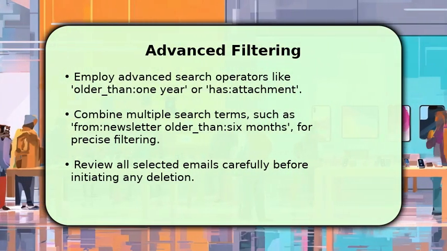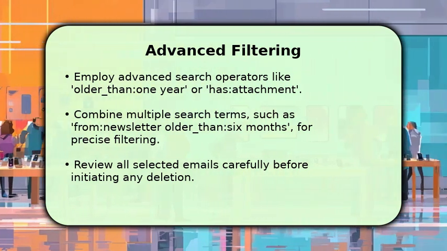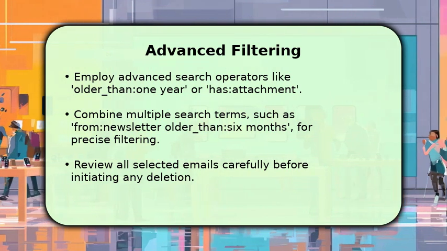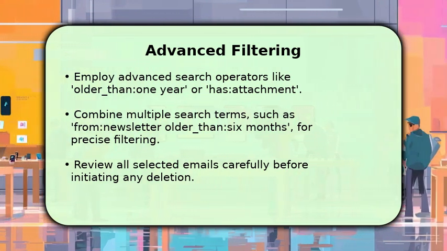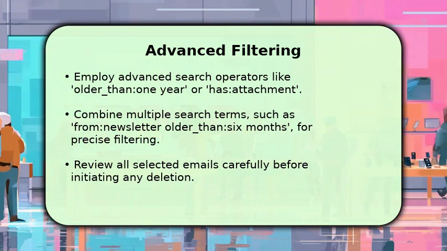You can use advanced operators like "older than 1 year" to target old messages, or "has attachment" to find emails with files. Combining terms, such as "from newsletter older than 6 months," helps narrow down your selection significantly.